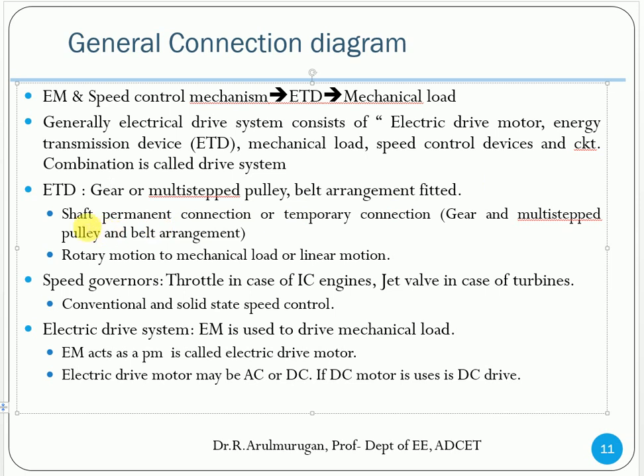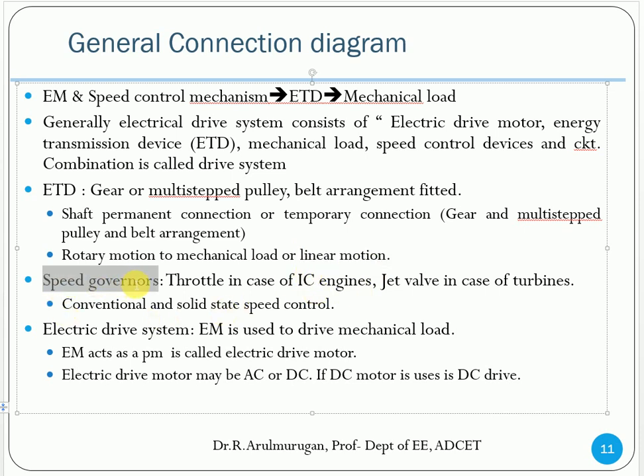The shaft may be permanently connected or temporarily connected. You can use the gear method. Then the output: the output of the motor is a rotational, rotary motion output. Or do you want linear motion output? Yes, I need linear motion output, especially for a four-wheeled electrical vehicle. Based on that, you can select the differential.